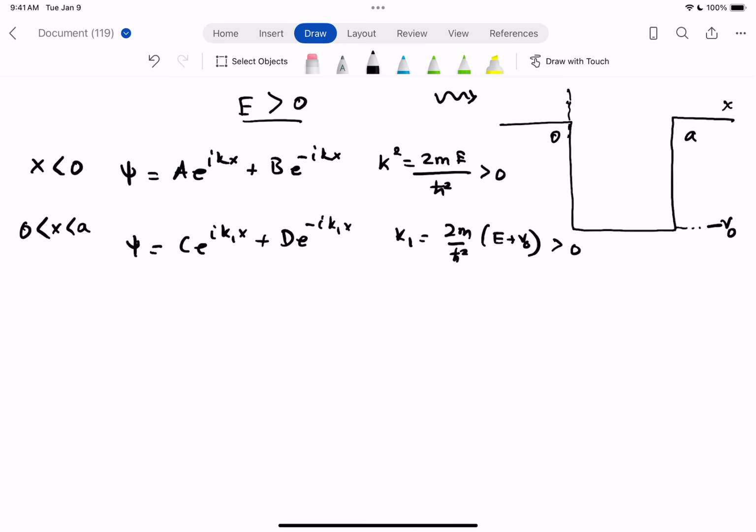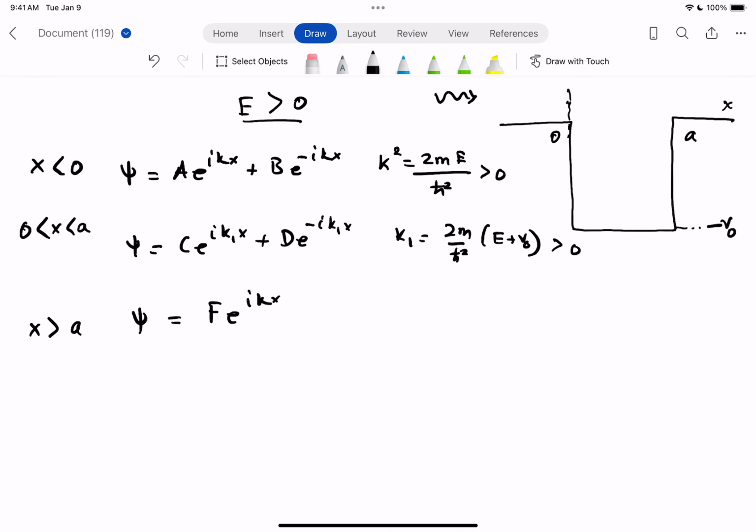I'm just going straight to the solution. For x greater than a, it's going to be very similar to the x less than 0 case, and so we're going to have the same types of functions, but we'll only keep one of the exponentials. Psi is equal to F e^(ikx). There would also be a G e^(-ikx), but that would be a left moving wave, and we don't expect a left moving wave in the region x greater than a. Alright, so these are the three solutions in the three regions.